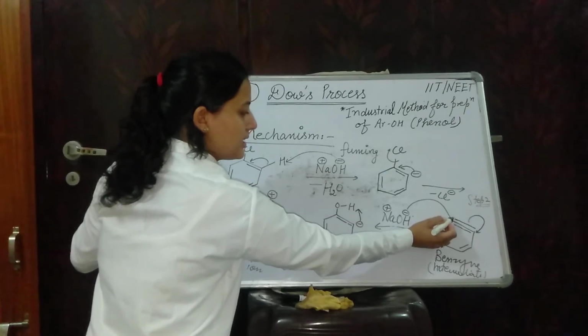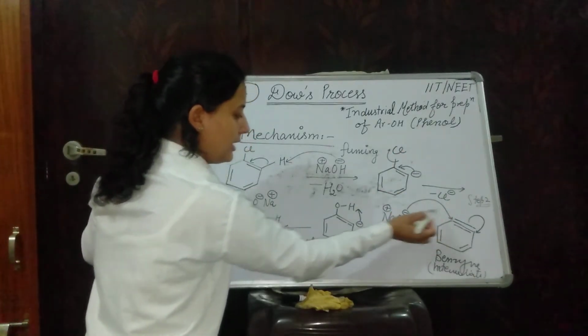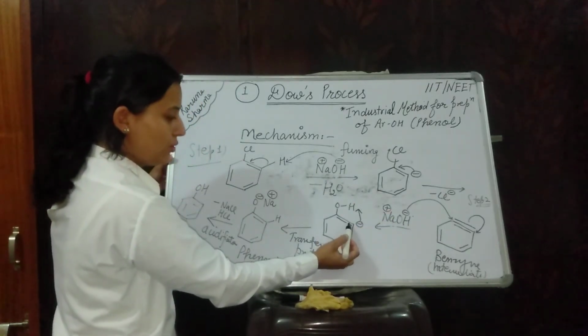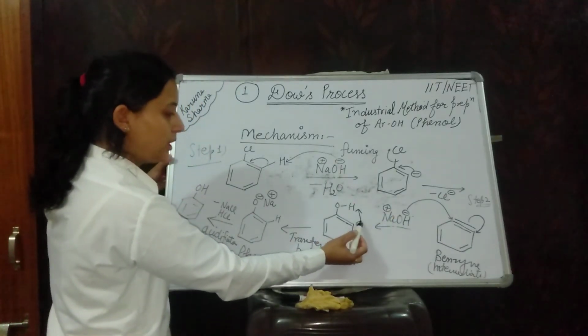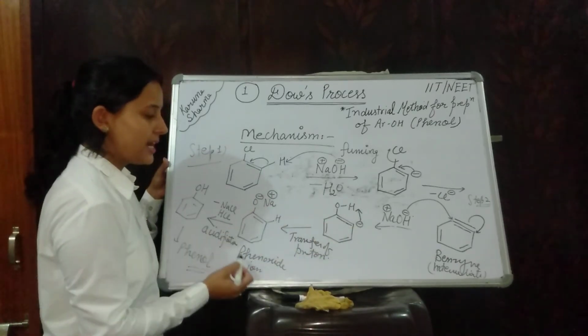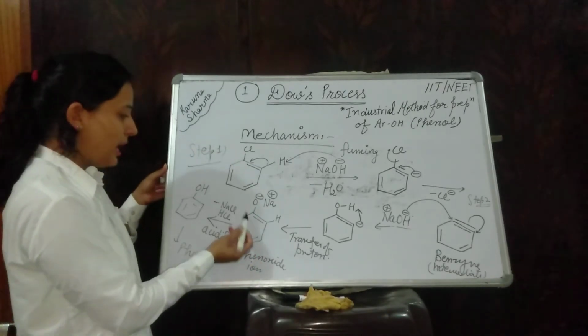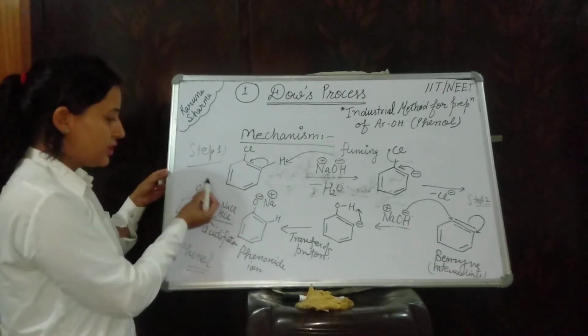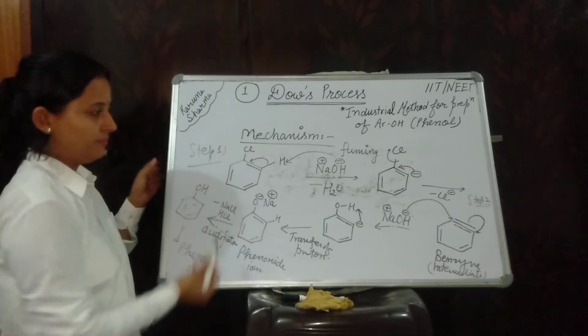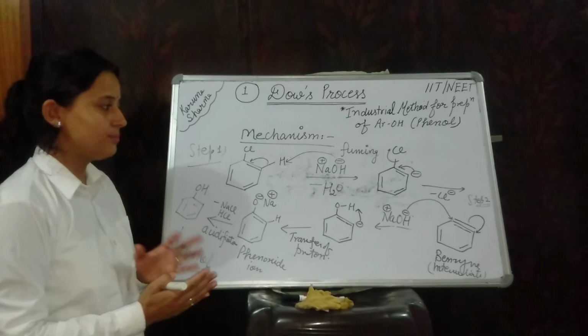Positive charge generated here. The base will attack on this electrophilic center. Generation of this molecule and it will abstract the proton. Proton abstraction takes place. Formation of phenoxide ion, which is very stabilized via resonance, and after acidification, generation of phenol molecule. Okay, this reaction is very helpful in your conversion process.